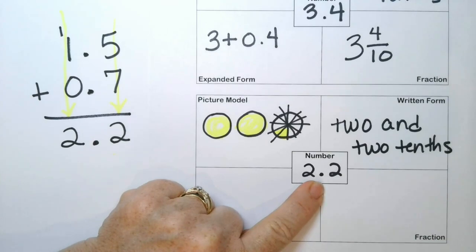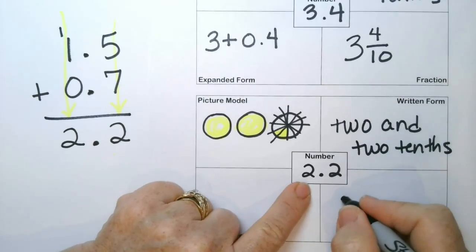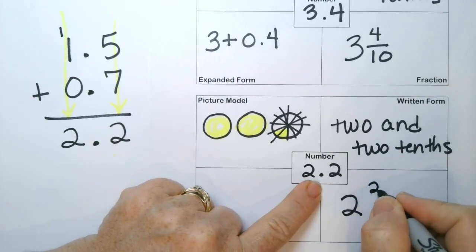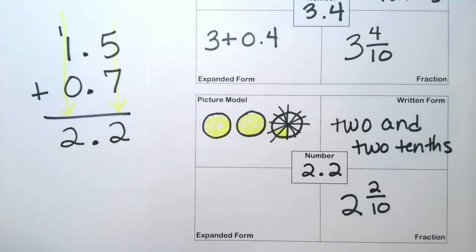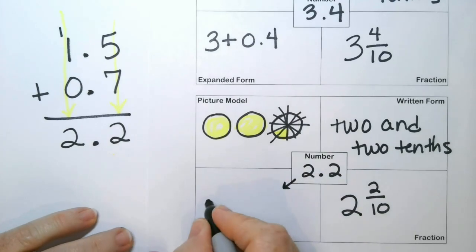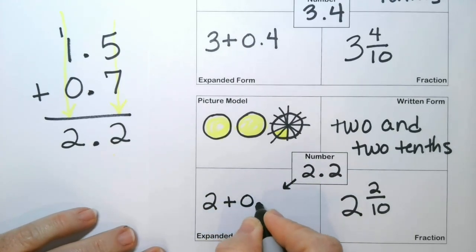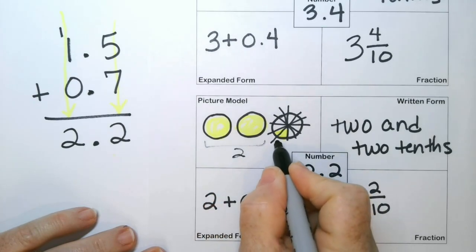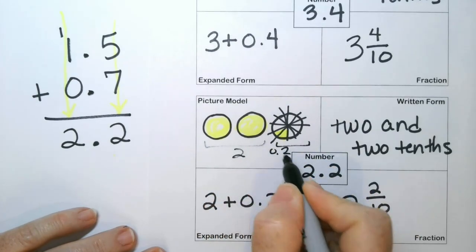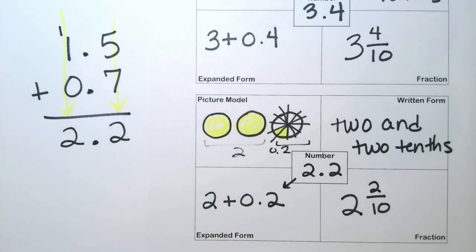And if I write the fraction, I'd say 2 and 2 tenths. And when we break this number apart, it looks like this: 2 and 2 tenths. So here's the 2, and this part is the 0.2, which is 2 tenths. Good.